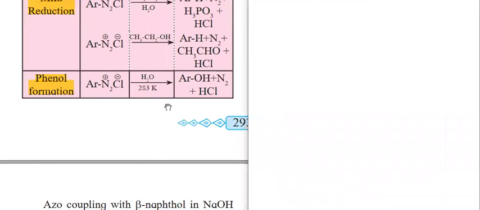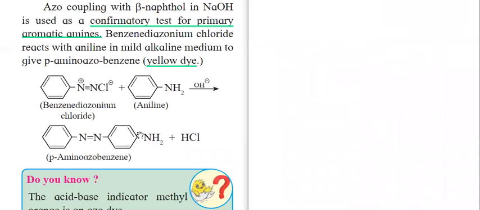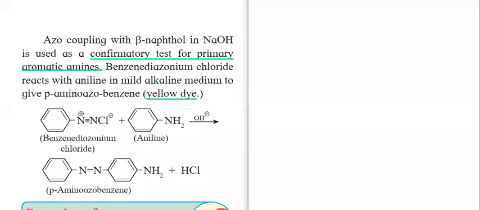We'll see another reaction of this azo group. This is azo coupling with beta naphthol and NaOH. It is used for the confirmatory test for primary aromatic amines. We have seen this test. Benzene diazonium chloride reacts with aniline. Here it is our aniline, it is a primary aromatic amine.